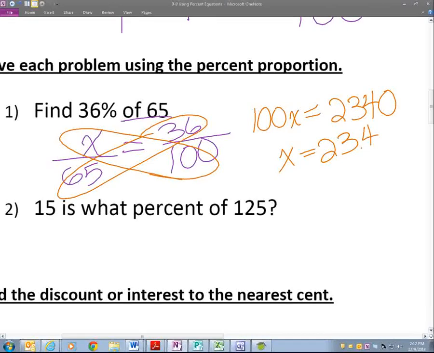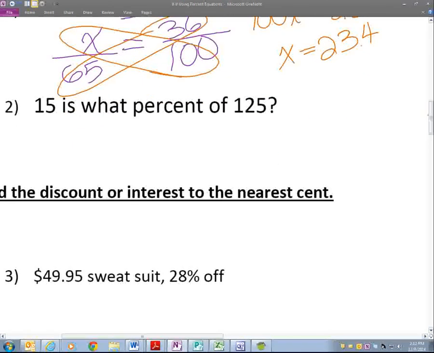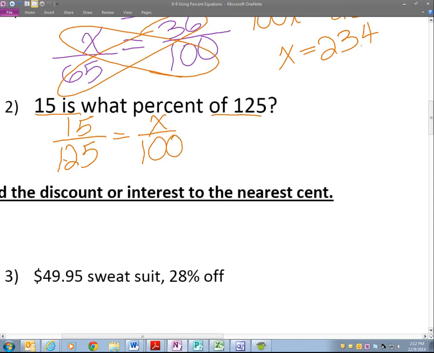That was just for if somebody's watching this YouTube video and they wanted a reminder of that. Then we also have 15 is what percent of 25. So this here is, of goes in the denominator. 15 over 25 equals x over 100.